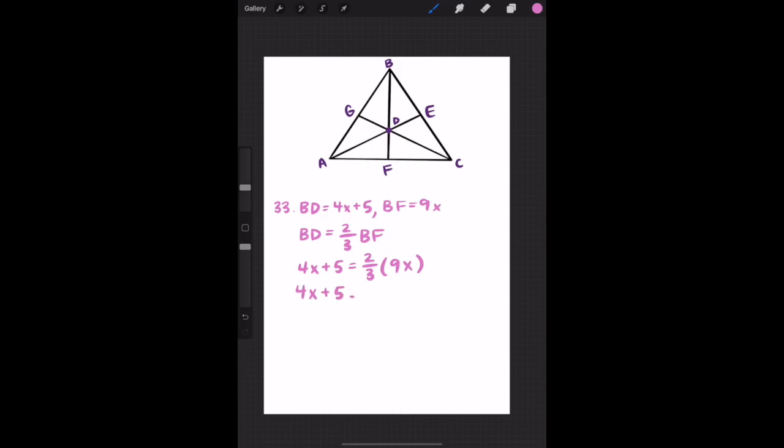So the first side stays the same. I'm going to multiply 2/3 and 9, which is 18 over 3. 18 over 3 can be reduced to 6. And now I'm just going to solve like a regular equation. Subtract 4x from both sides. I'm left with 5 equals 2x. Divide by 2. And x equals 5 over 2, which is the same as 2.5.